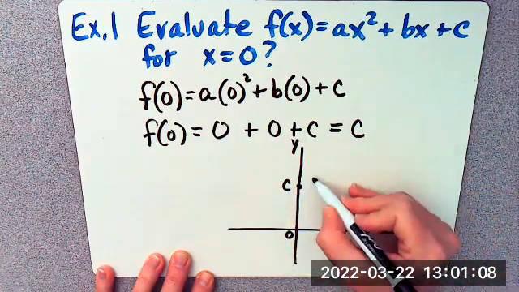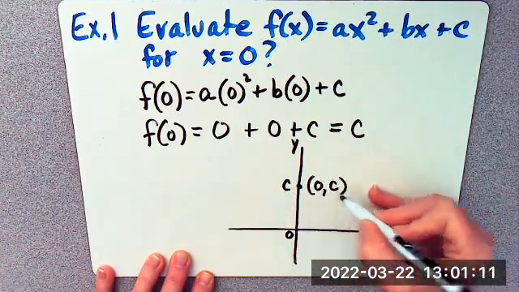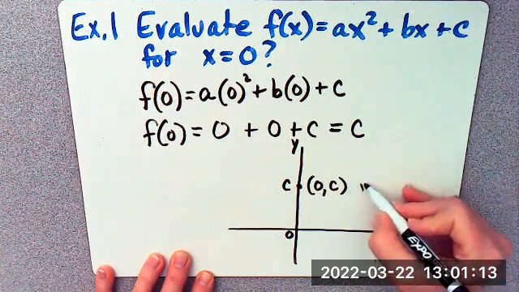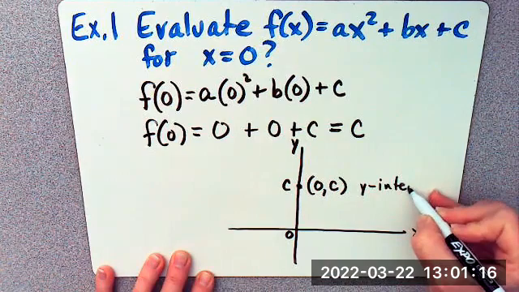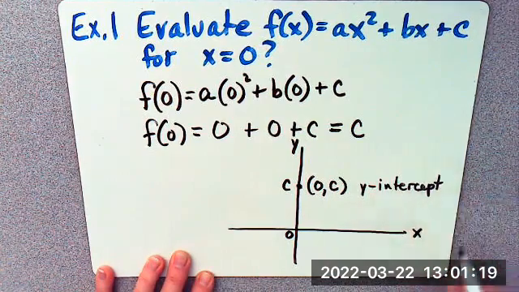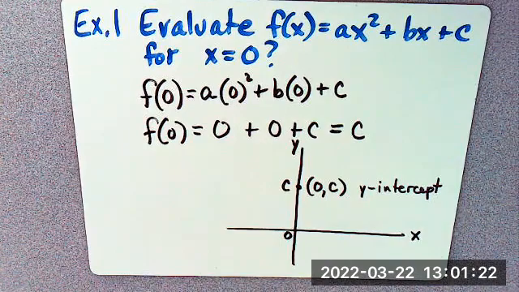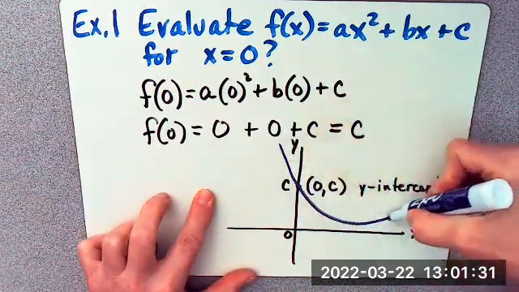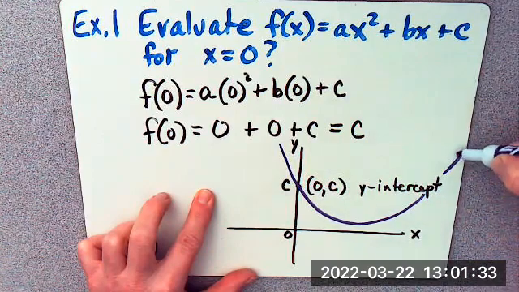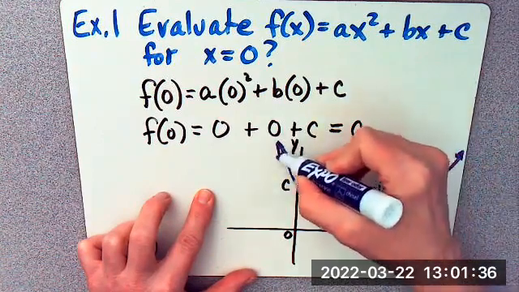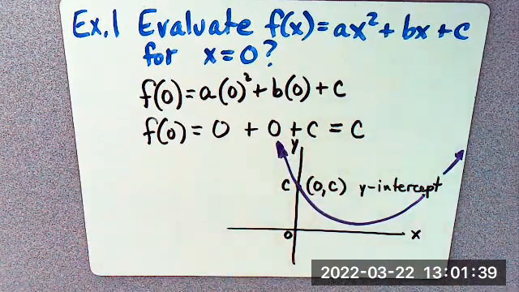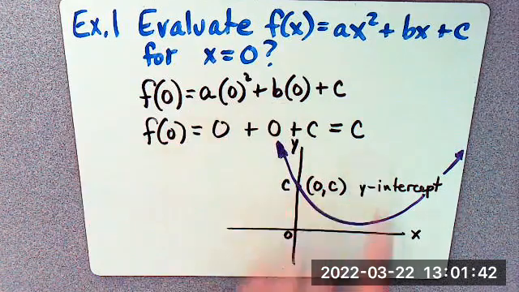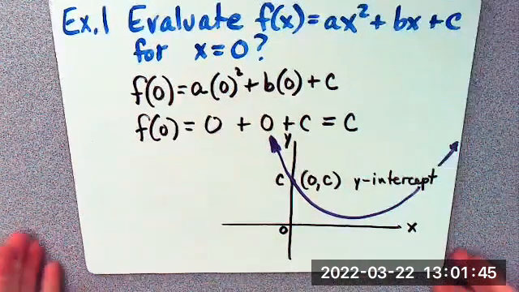So we have the coordinate 0, c is your y-intercept. Okay, so if we had a parabola that was drawn on this, it would look like this. All right, so it doesn't matter what a and b are, c will be the y-intercept. All right, let's look at another example.